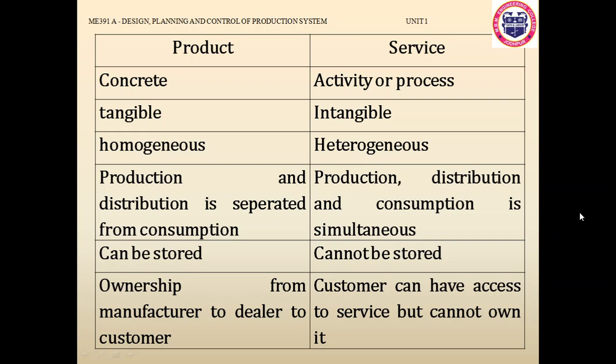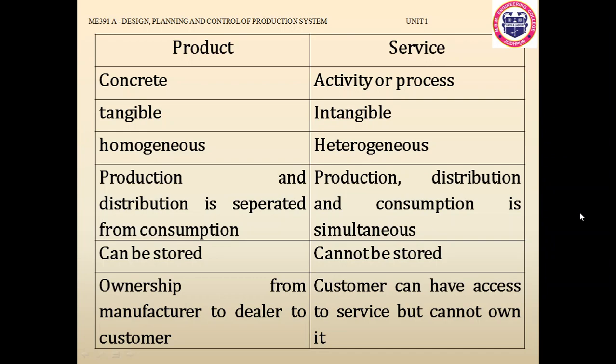An important point here is that production and distribution are separated from consumption in products. So in the case of products, they are produced and distributed somewhere else, and they are consumed somewhere else, while in the case of service, production, distribution, and consumption simultaneously take place at a particular place. And again, a product can be stored, but services cannot be stored.